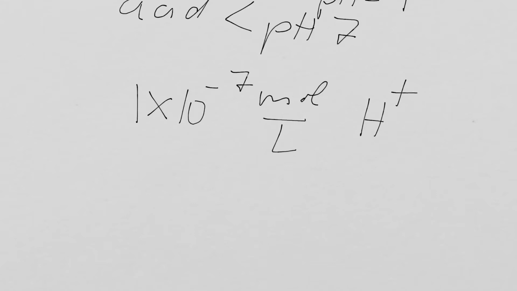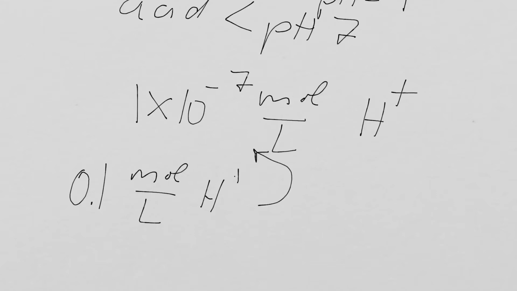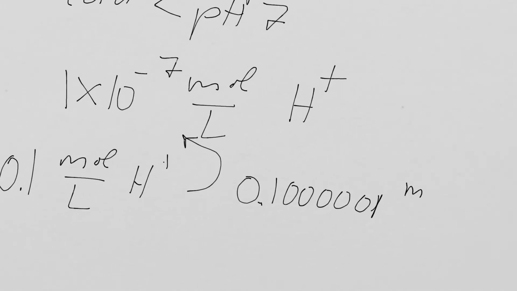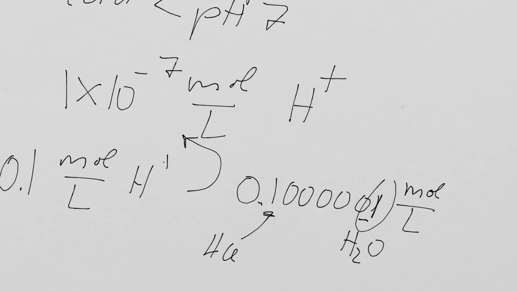So, if I add 0.1 mole per liter of protons to this one, what I have in the water is 0.10001 mole per liter of protons. This one here comes from the acid, from the HCl, and this one here comes from the water. Right? Now, this last one here is so insignificant that usually your calculator wouldn't even show it.